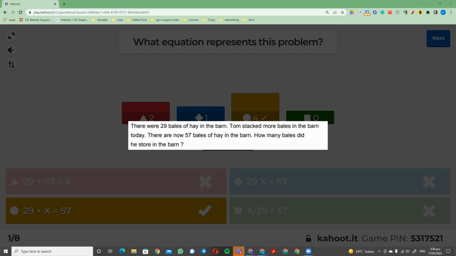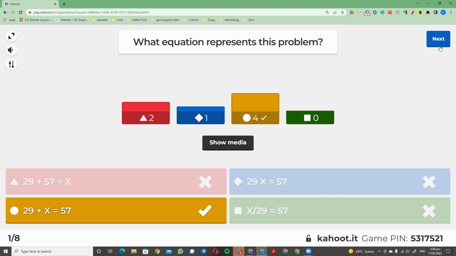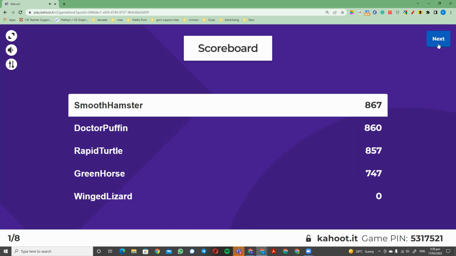Because 29 is what was remaining in it, and you stack more bales in the barn, which equals x. Because at the end it says there are now 57 bales of hay. Yeah, not how much it cost. Yeah, that's it. All right, cool. All right, let's go to the next one.